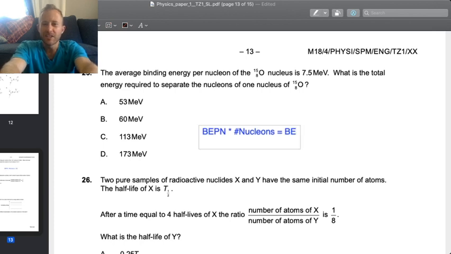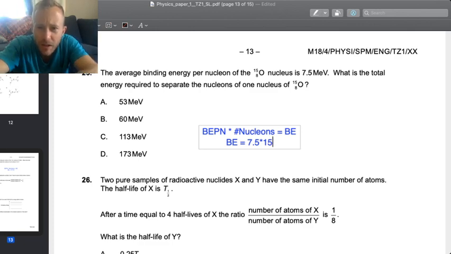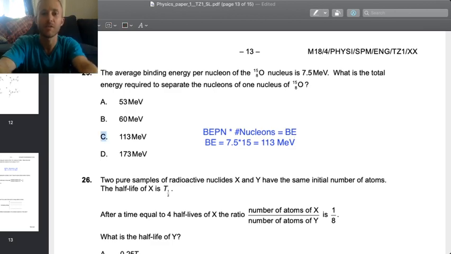So the binding energy is going to be 7.5 times 15, because there's 15 nucleons in there. So that's going to be, what is that? A little less than 150, right? So that's got to be 113 MeVs. Now the binding energy is, by definition, the energy required to blast the nucleus apart. So that would be the answer. So that would be 113C.